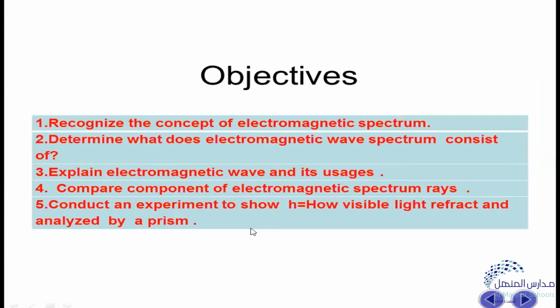Number two, determine what the electromagnetic wave spectrum consists of. What are the components of the electromagnetic spectrum? Number three, explain electromagnetic waves and their usages. Number four, compare components of the electromagnetic spectrum rays. Number five, we are going to do some exercises about how visible light refracts and reflects.